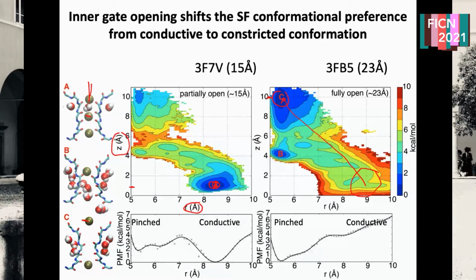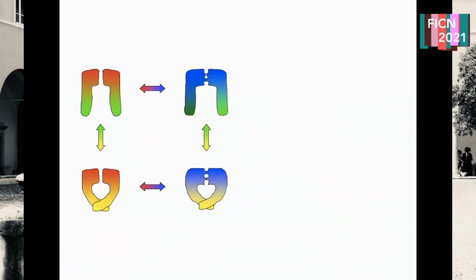If you collapse the potential of mean force from 2 dimensions to 1 dimension by integrating out the ion position, what you get is, as a function of the opening, a 1-dimensional potential of mean force. When the gate is wide open, the conductive state is unstable and you go down to the pinched state. And when you are at 15 angstrom, the pinched state is accessible, but the conductive state is more stable. So there's really a coupling between the activation gate and the filter. This is an allosteric coupling.